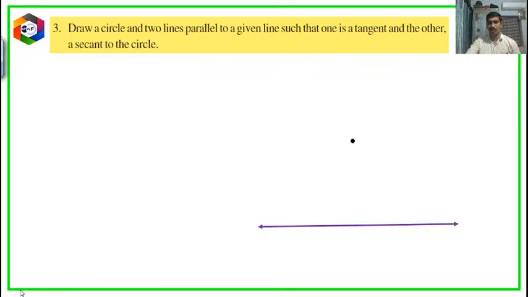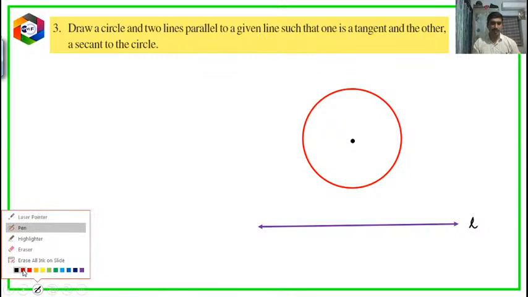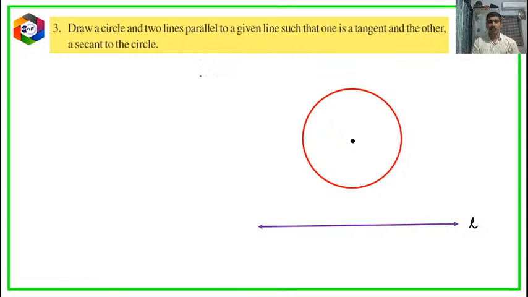Let us observe, this is the center of the circle. Now draw a circle and two lines parallel to a given line. This is the given line, and I am going to name it L. Observe carefully, children. Now we have to draw two more lines parallel to this given line, and one should be a tangent, one should be a secant. If it is a tangent it has to touch the circle at only one point, so this line I am going to name AB.